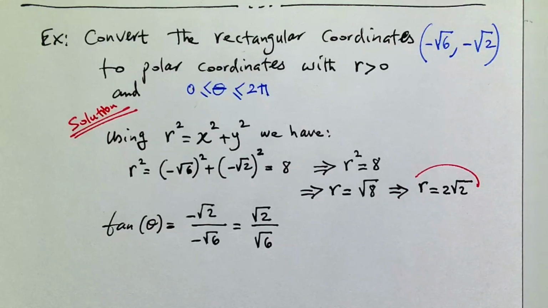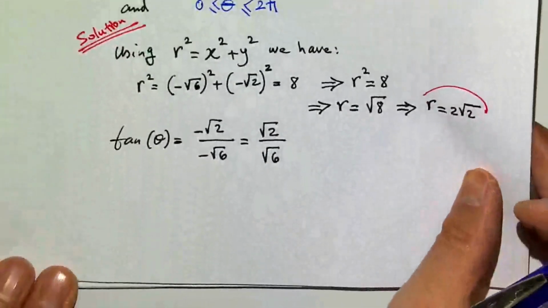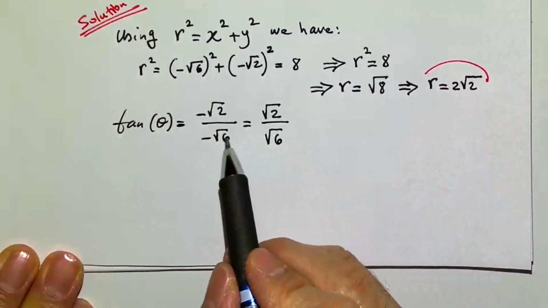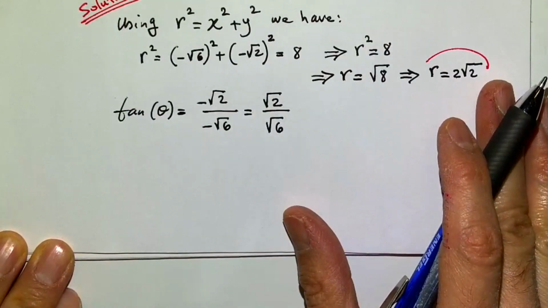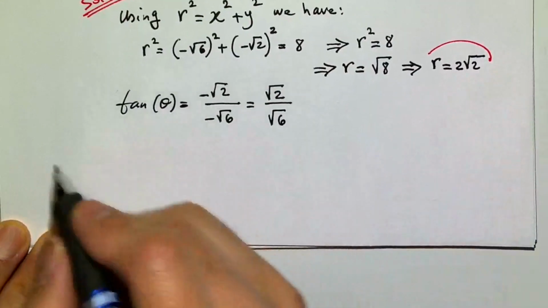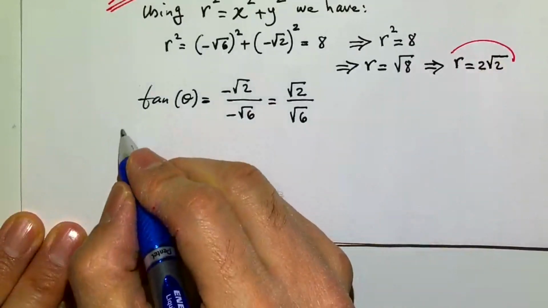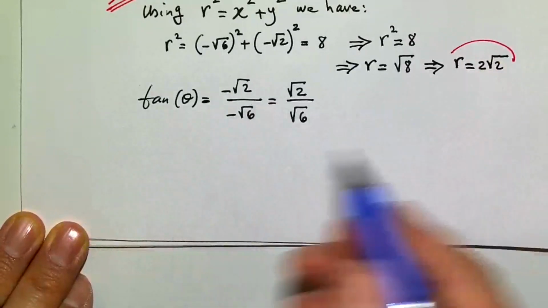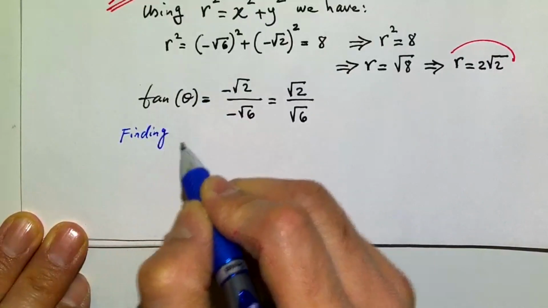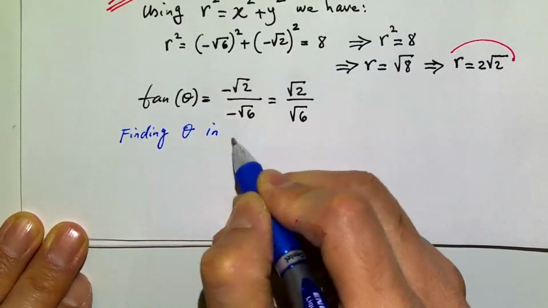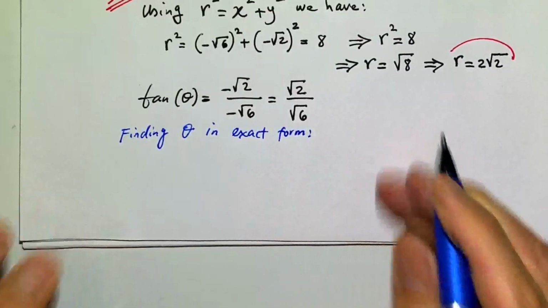So let's see how we can derive theta from this in exact form, not in decimal form. Let me actually write that down, so when you read the notes, it makes sense why we're doing this and why we're not using the calculator. So, finding theta in exact form. Okay?